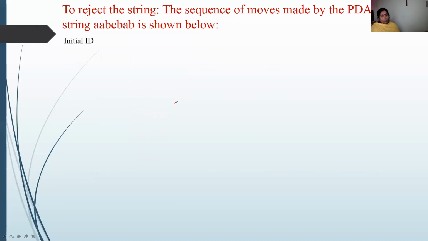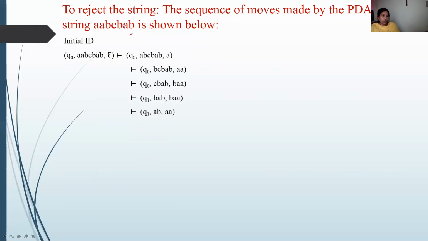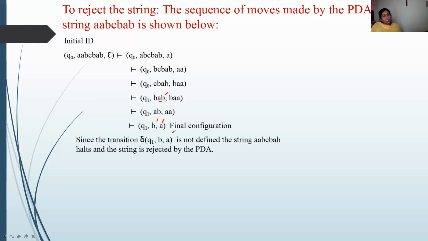If you check another string, ABCBAB, whether it should be accepted or rejected: the string and the reverse of the string are not the same. So after a particular step, it is going to push. First it is popping. See here, this has popped. But when it comes here, this is B and this is A, right? So this transition is not defined. So we say that the string is rejected by the PDA. This is how we are going to solve the problem.